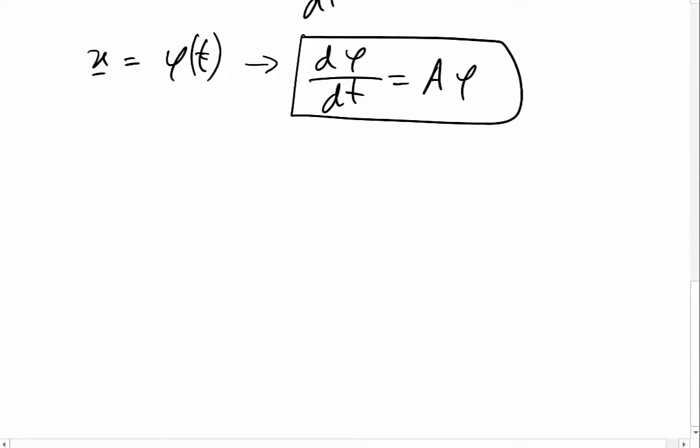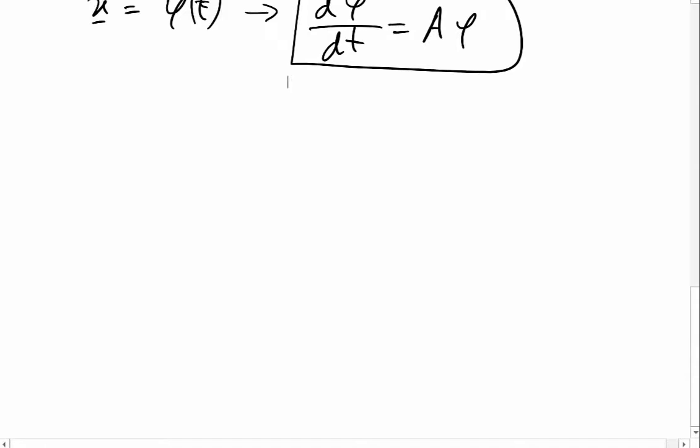Now I'm going to show you a fairly simple example with a 2 by 2 matrix. So let's say, for example, we have dx by dt. I'll show you how to form the fundamental solution. Hopefully this will make a little bit more sense now.